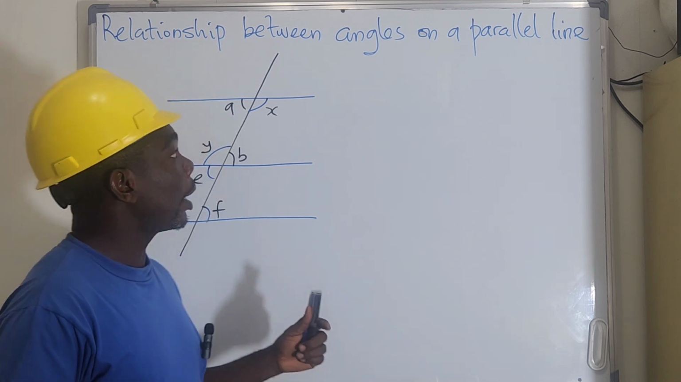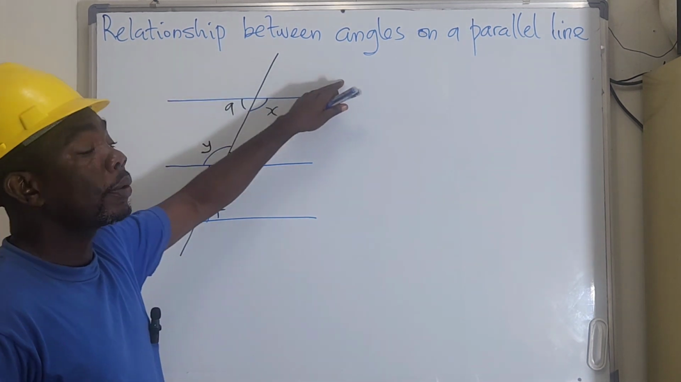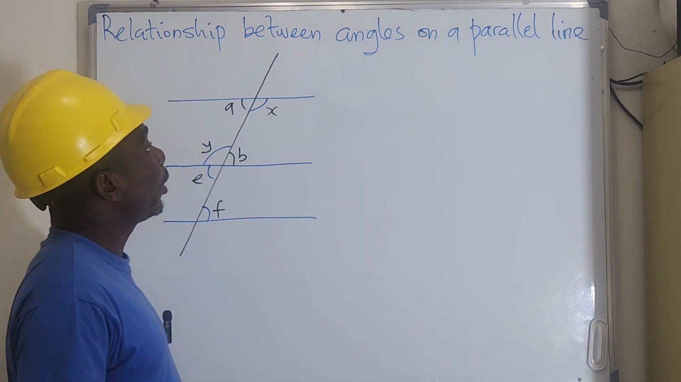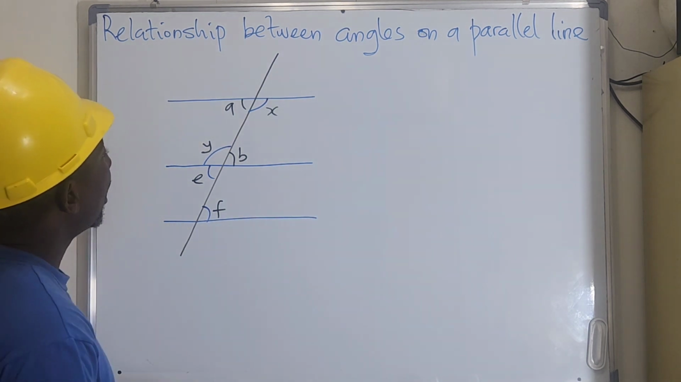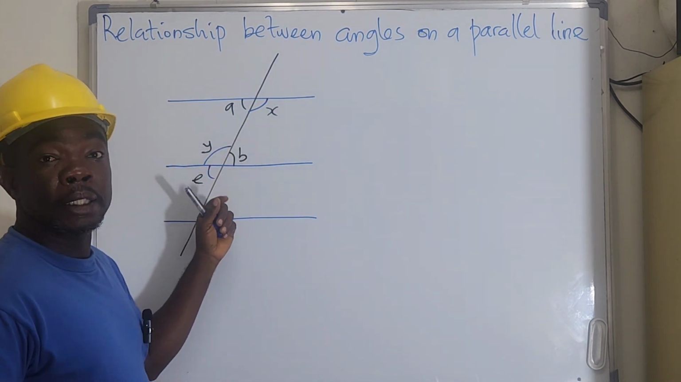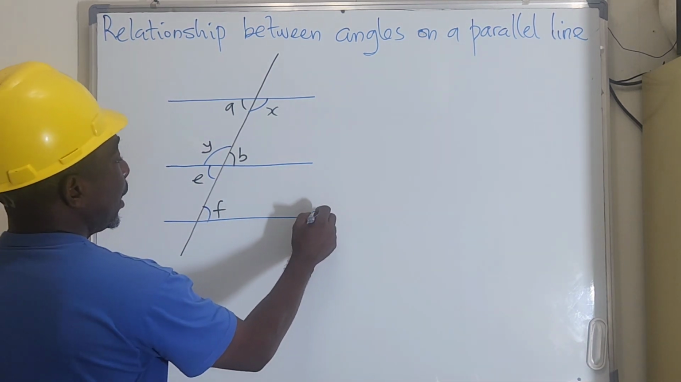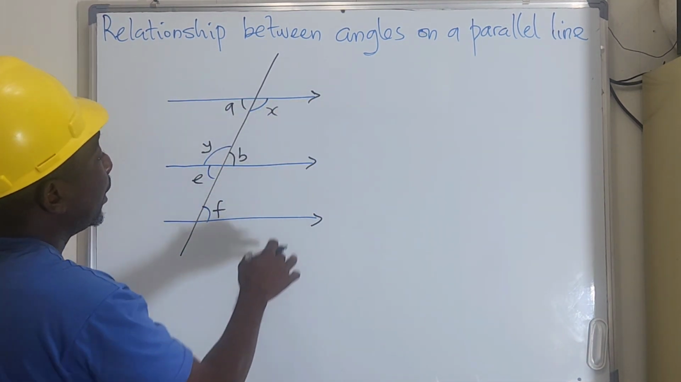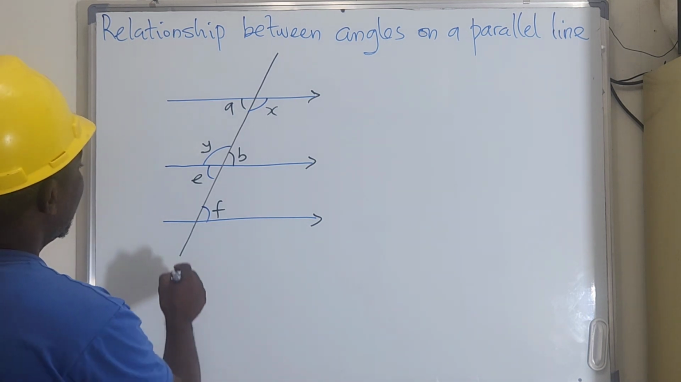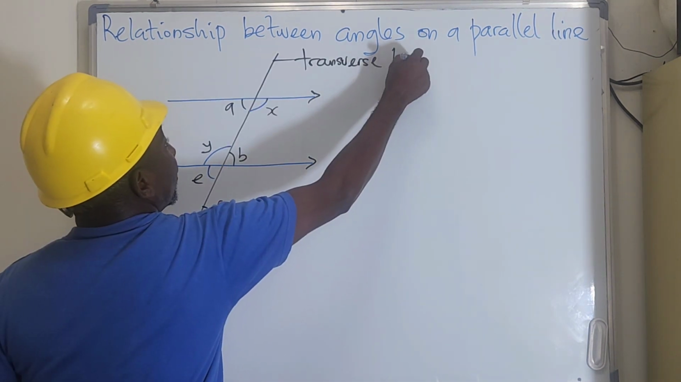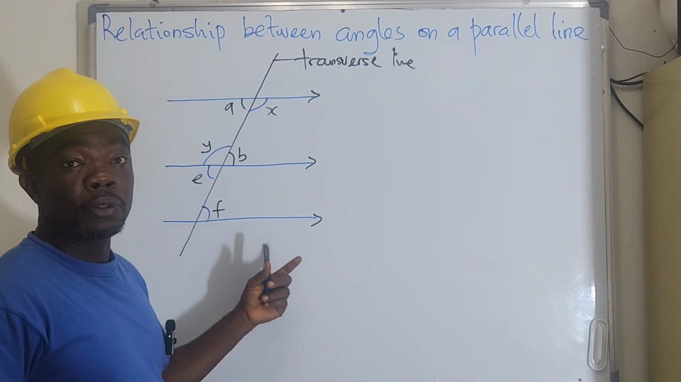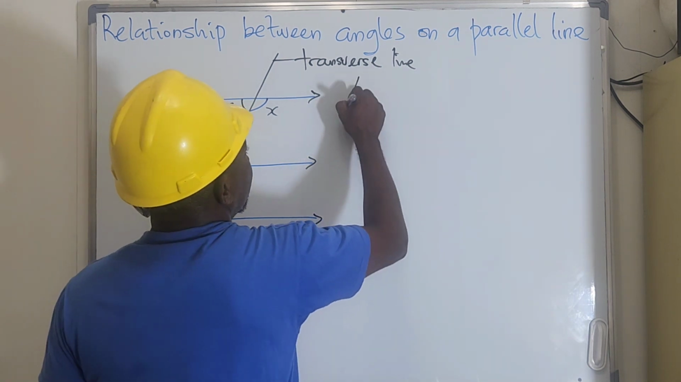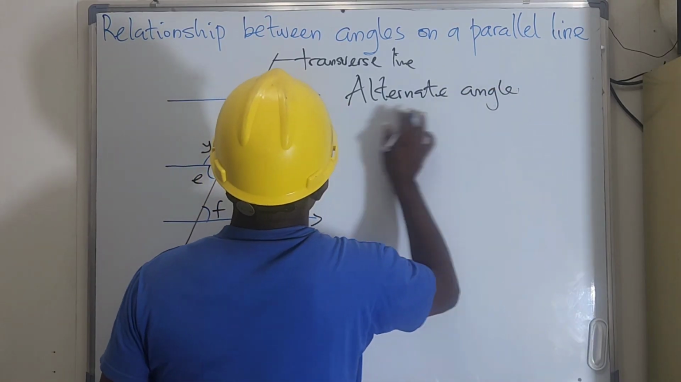Today we are looking at the relationship between angles on parallel lines. So we are going to see in this figure how the angles are related to each other. This figure has three parallel lines, and we have another line that cuts across, a transverse line. All we are going to look at today is alternate angles. We are going to see alternate angles in this figure.